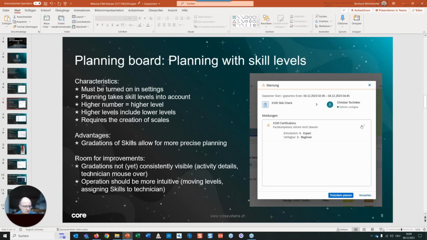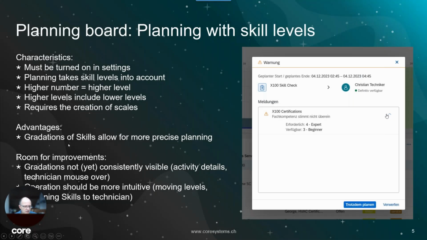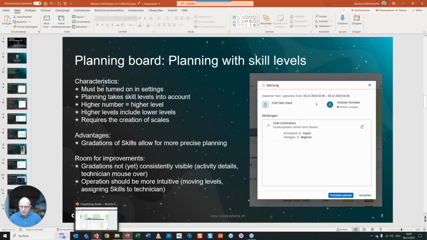What is it that is a little bit missing in this area? There is some room for improvement, I would say. For example, that the skill levels are not consistently visible. For example, on the activity details or on the technician mouse over, it does not properly work. The operation should be a bit more intuitive. When you move around levels, you can't do that. And assigning skills to technician is also a little bit not so intuitive. Let me show you what I mean by that.